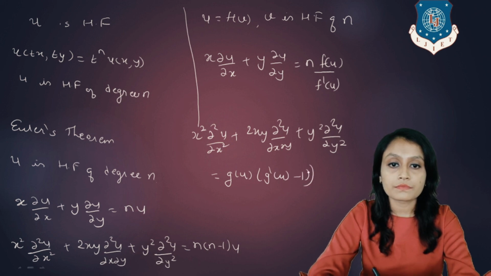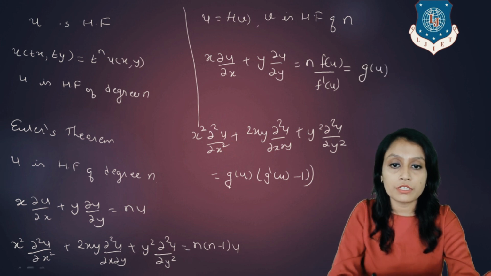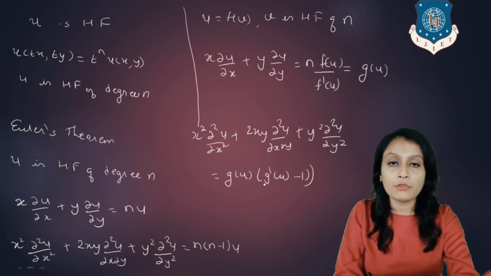Okay, and this n f(u) upon f'(u), this we will take as g(u). We have to just substitute here g(u), g'(u) and minus 1, and on simplifying you will get the answer. Okay, so I hope you have understood.